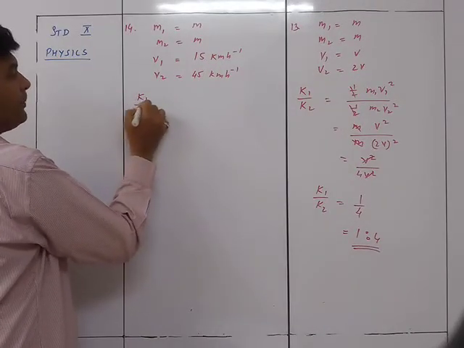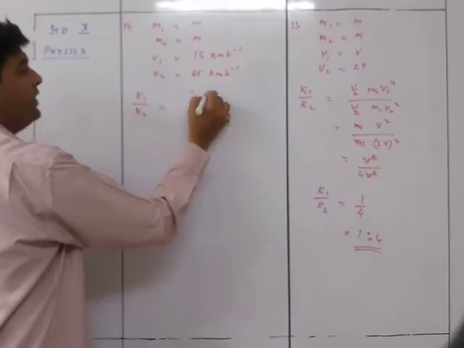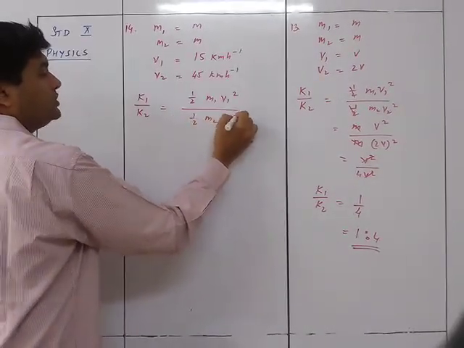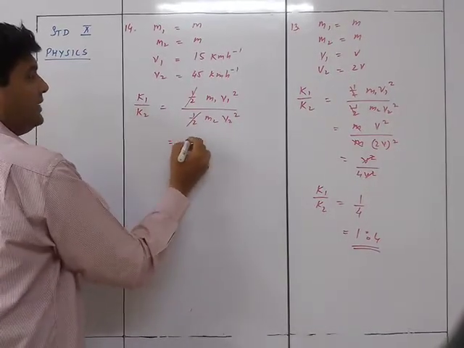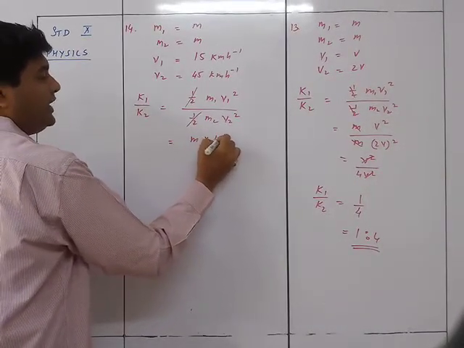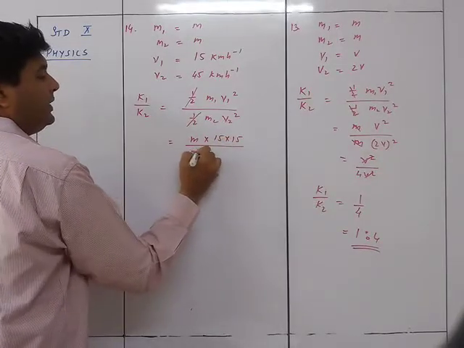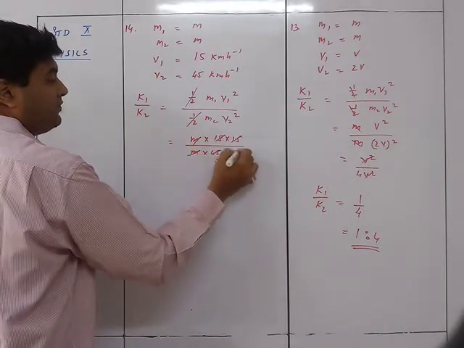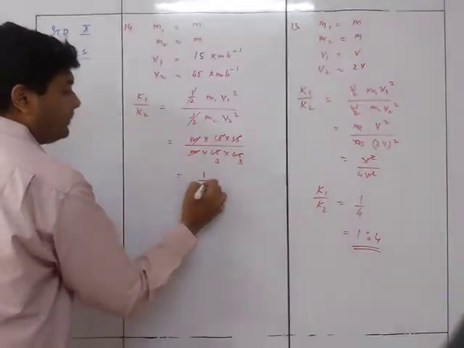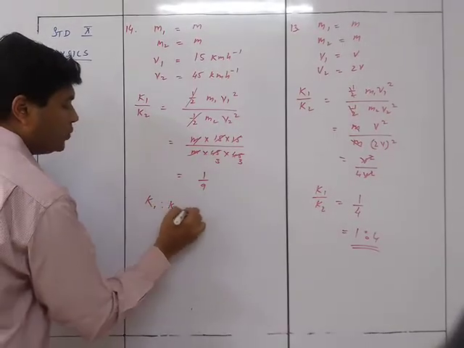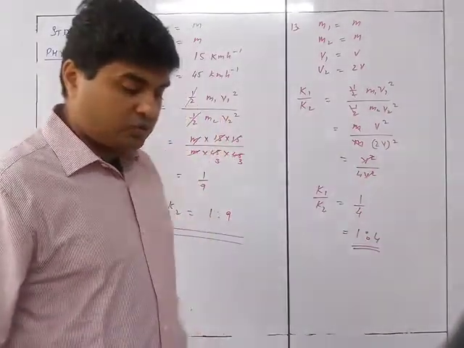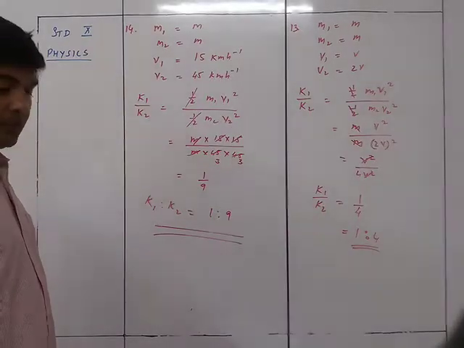So it is K1 upon K2 is equal to half M1 V1 square upon half M2 V2 square. Half gets cancelled. M is going to be M into 15 into 15 upon M into 45 into 45. So that gives me 3 is a 15, 3 is a 45. That's 1 upon 9. Therefore K1 is to K2 is 1 is to 9. Simple. So this was sum number 14.